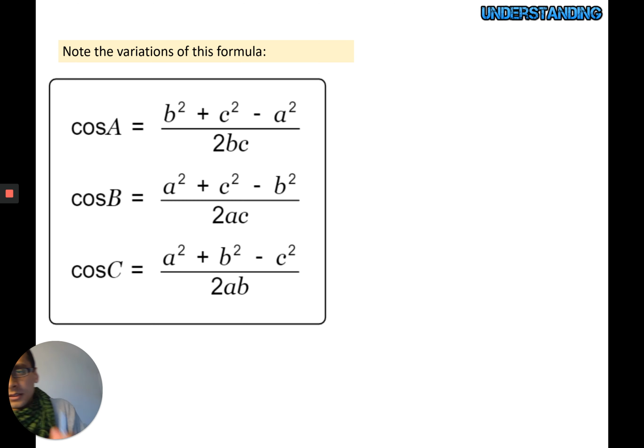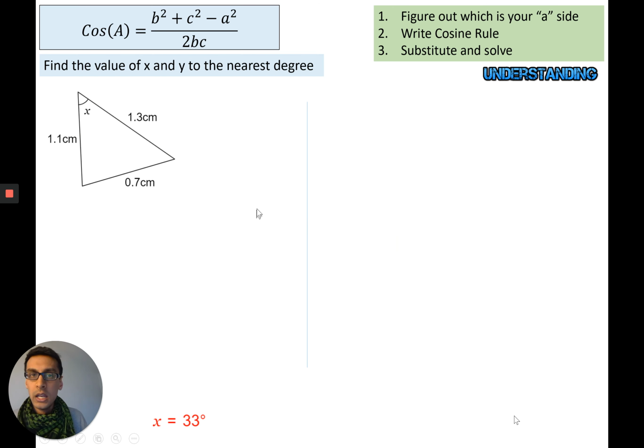Just a side note: textbooks and revision guides will show you 3 different versions. You don't really need to know 3 different versions. You just need to know that A should be your unknown side or angle, and then you can just use that formula.